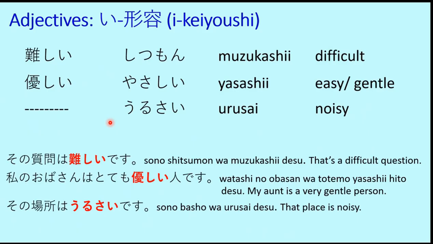Sono basho wa urusai desu. That place is noisy. And again, the antonym of noisy is silent, but for silent we have some other word which doesn't end in e. So we are not going to talk about that in today's lesson. Muzukashi, yasashi, urusai. So friends, we have done a lot of adjectives in today's lesson.